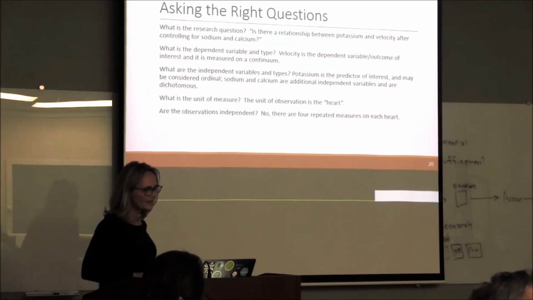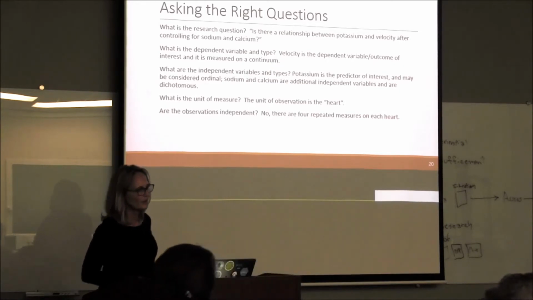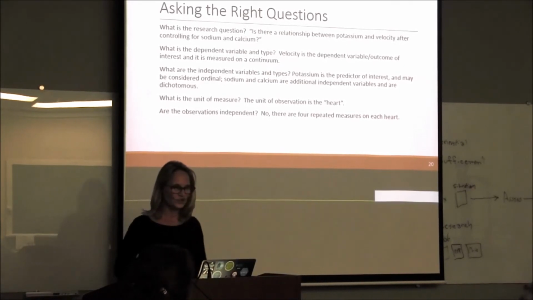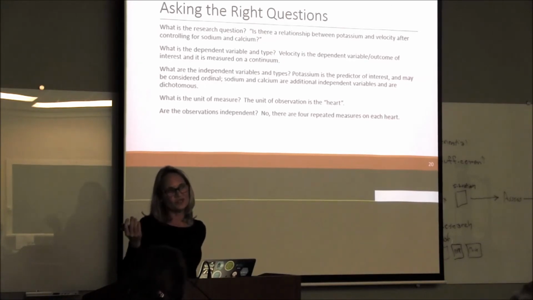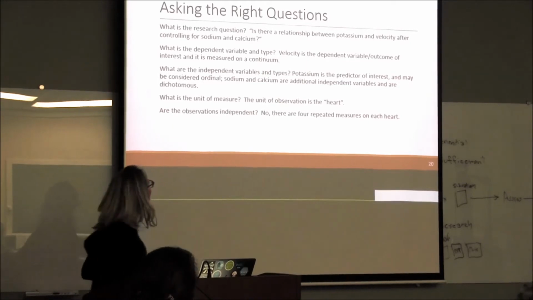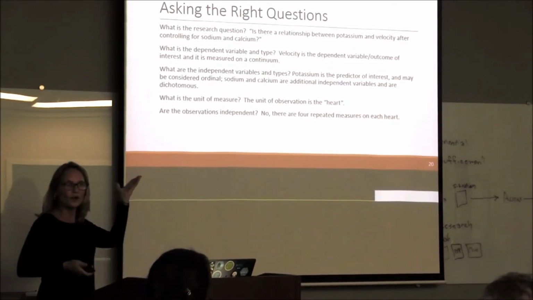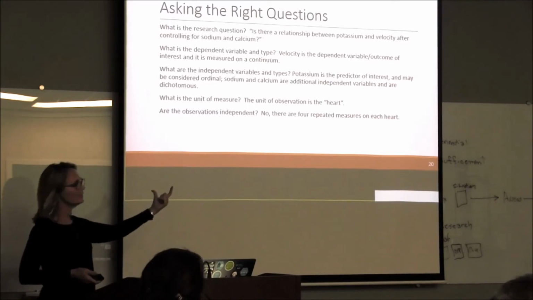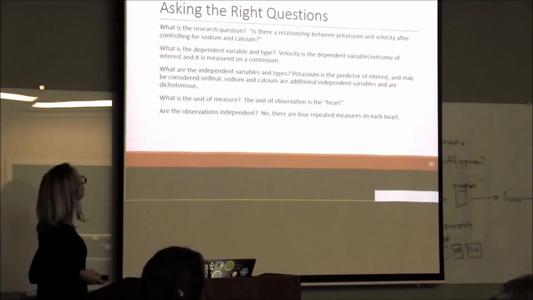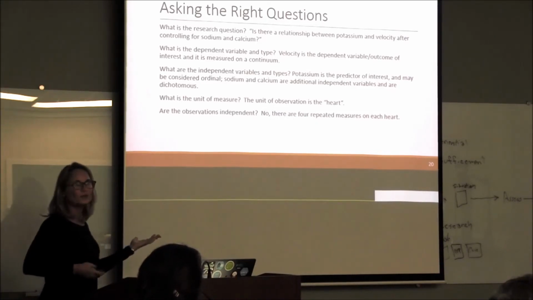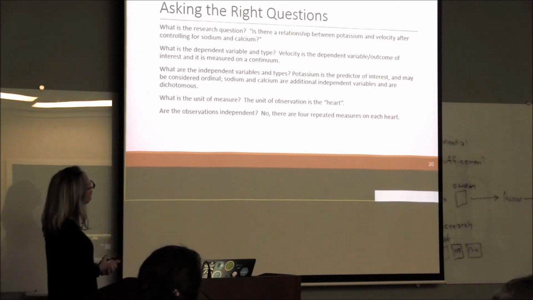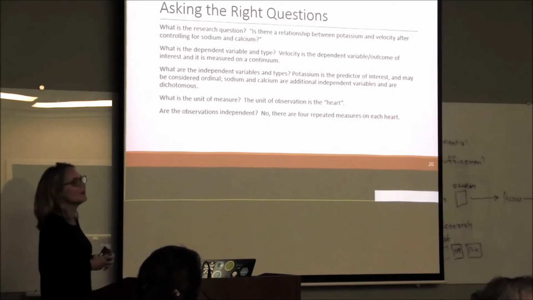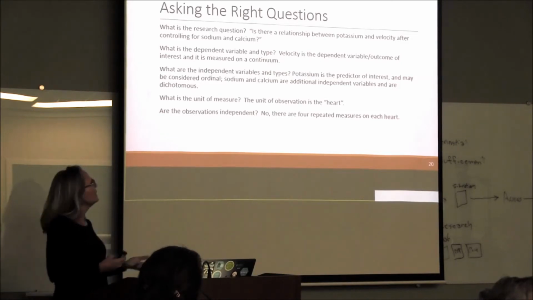Next slide. So this is asking the right questions. Once we've met with the team, we ask some key questions so that we can put together our analysis plan. I say, okay, what is your primary research question? We talked about that. What's the relationship between potassium and velocity while we control for sodium and calcium? What is the dependent variable or outcome, whichever word you're more comfortable with, and what type of variable is it? We're going to look at velocity, and it's measured on a continuum.